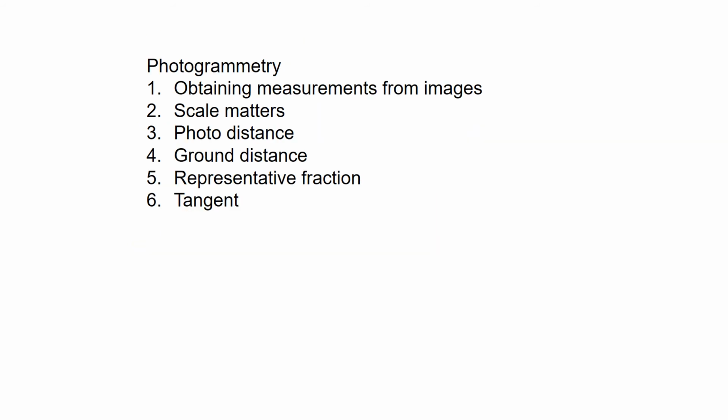All in all, there's this process called photogrammetry, which is basically nothing more than obtaining measurements of real-world objects from images. We have to know all the scale stuff, and we have to calculate the distances on the photo and the distances on the ground. And from that we can do some simple math, nothing more complicated than the tangent calculation you probably learned in 10th grade. And from that we can begin to figure out how tall things are.